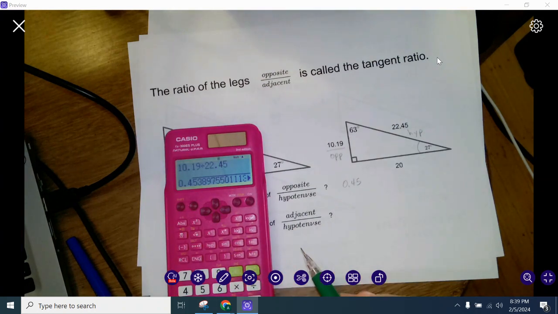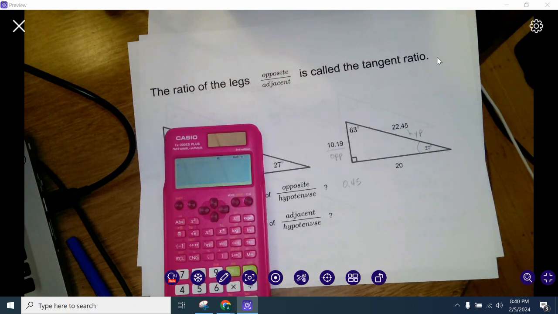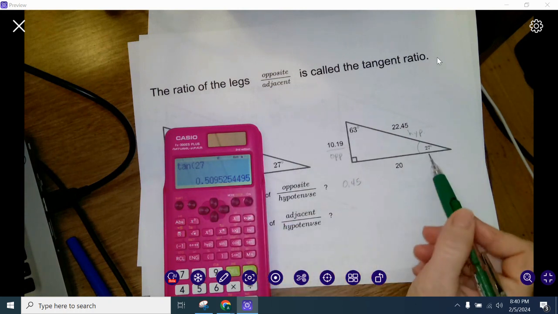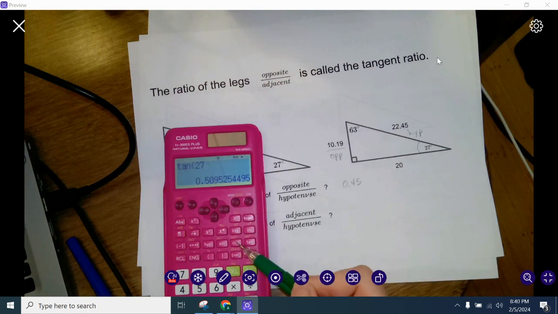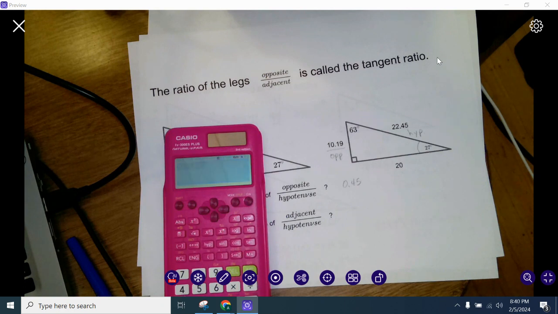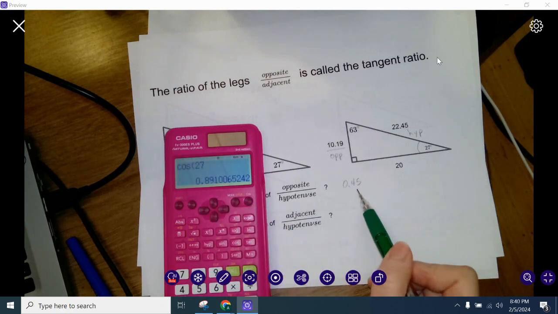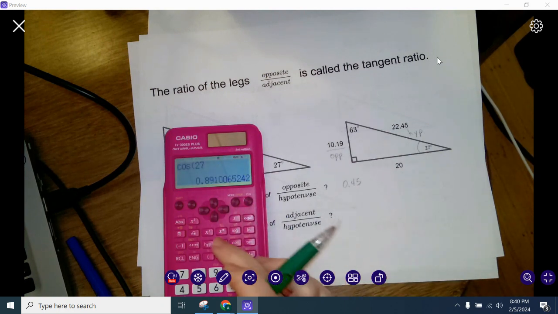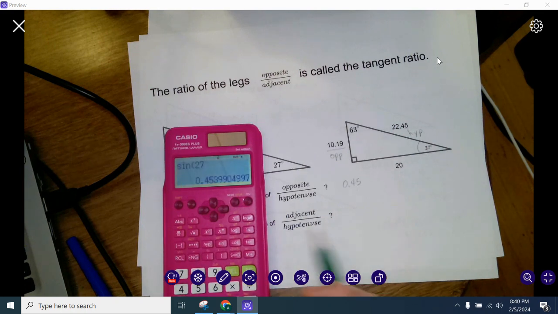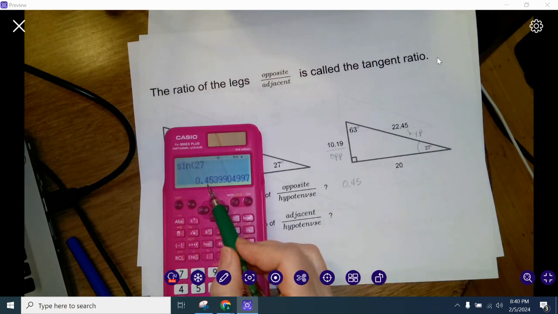Now, what if I try these buttons? Which one will also give me 0.45? So I know tangent of 27 probably will not give that to me because that is the ratio of this one over this one. See, that gave me 0.5. So why don't we try the next one, COS? If I do COS of 27, that gives me 0.89. Nope, not what I'm looking for. Let's try the next one. If I do SIN of 27, aha, there it is, 0.45.